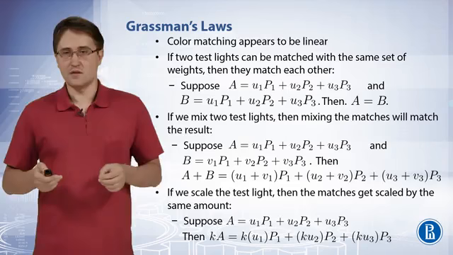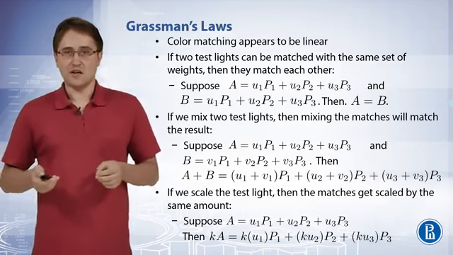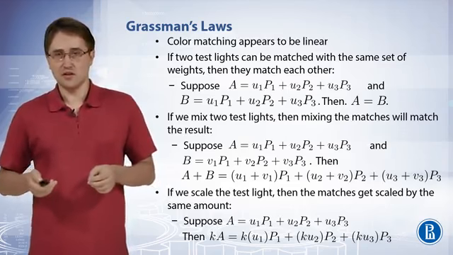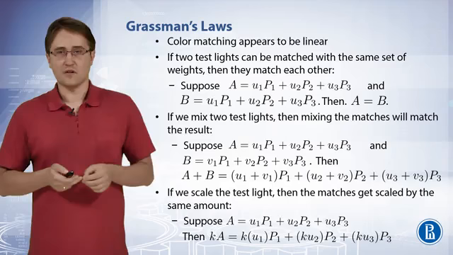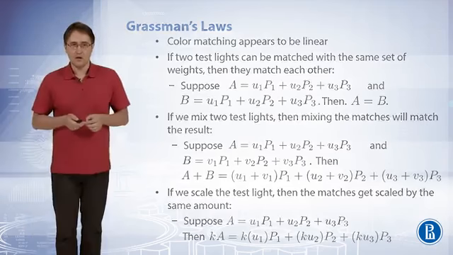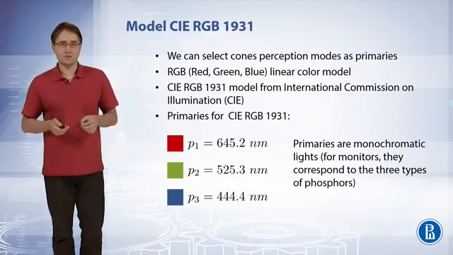Based on these laws, we can obtain different linear color models. It's enough to select three primary sources, and then we can obtain all other colors by mixing these primary sources. For example, we can select cone perception modes as primaries.